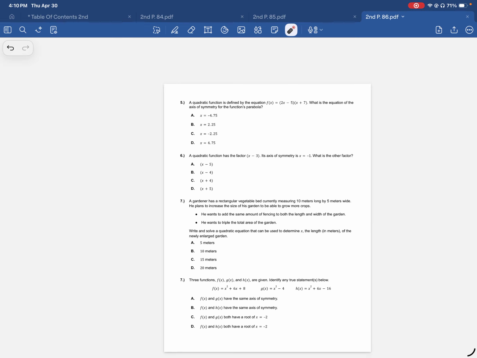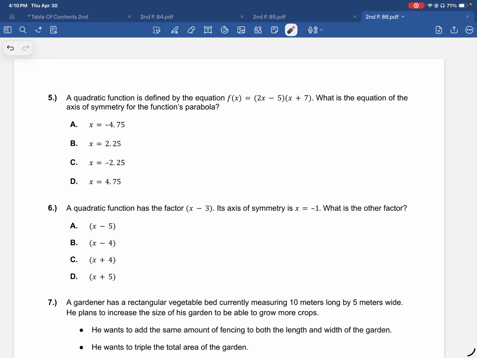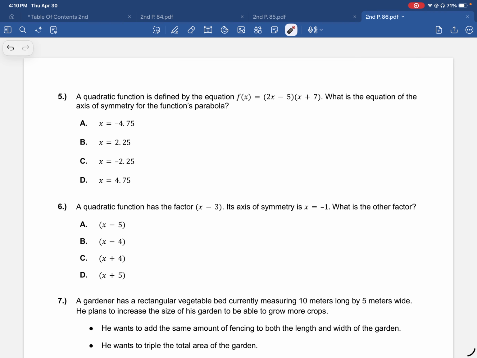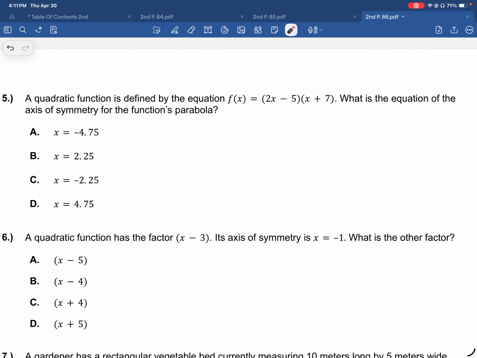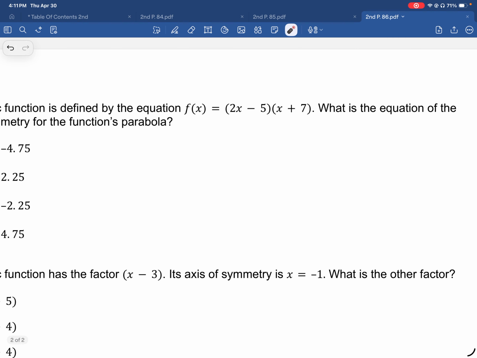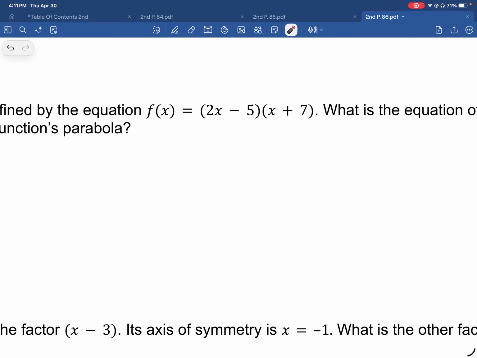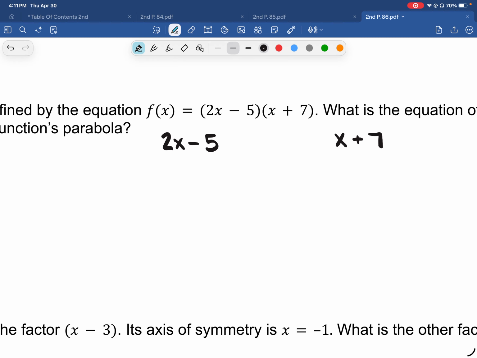Number 5. A quadratic function is defined by the equation f of x equals 2x minus 5 times x plus 7. What is the equation of the axis of symmetry for the function's parabola? If you want to find the axis of symmetry, you need to find the zeros. To find the zeros, you need to set each of these factors equal to 0. 2x minus 5 and x plus 7, and set it equal to 0.